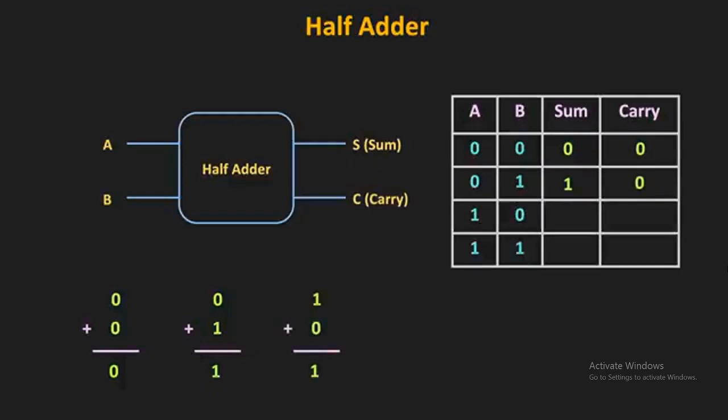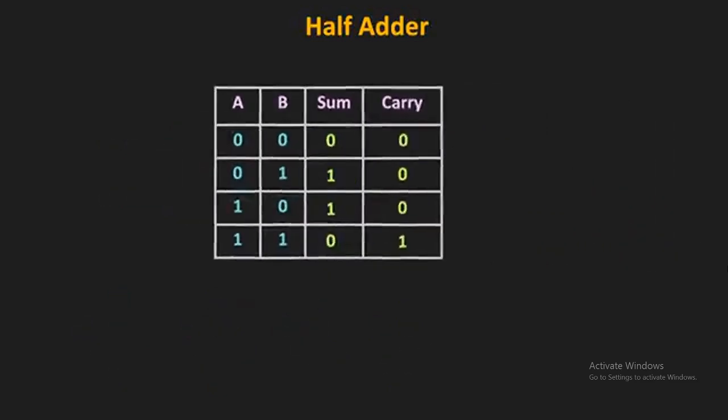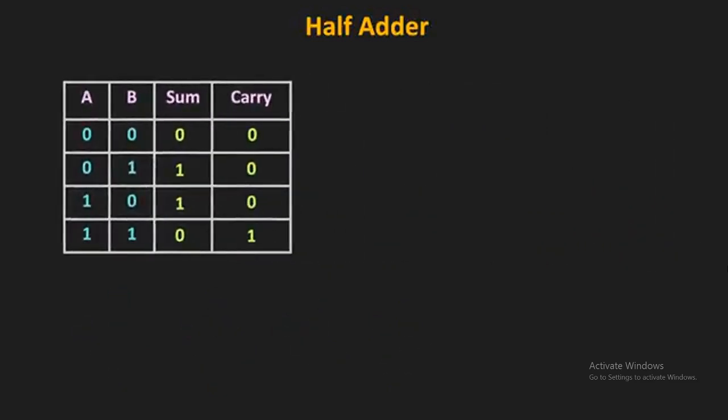Likewise, 1 plus 0 is equal to 1. That means whenever A is 1 and B is 0, then this sum bit is equal to 1 and carry bit is equal to 0. Likewise, 1 plus 1 is equal to 0 with 1 as a carry. That means whenever both A and B is equal to 1, then the sum is equal to 0 and carry bit is equal to 1. This is the truth table of the half adder.